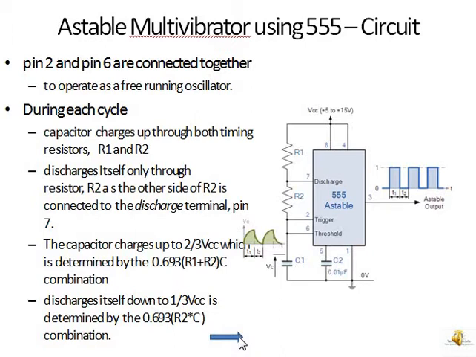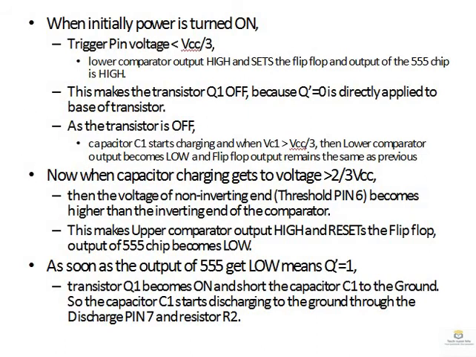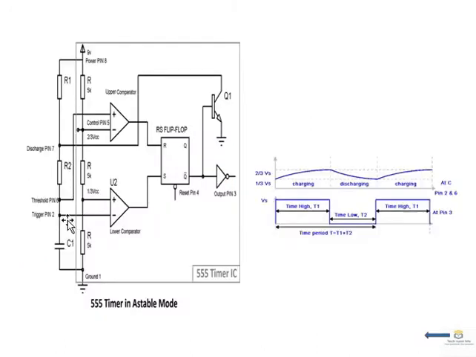So let us look into the internal circuit of this IC. This will be the internal circuit along with the external components. Here you can see the circuit. So in the initial stage, that means in the standby mode, the voltage across this capacitor C1 is lesser than 1/3 VCC.